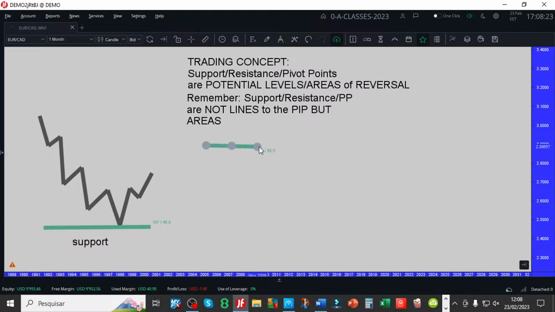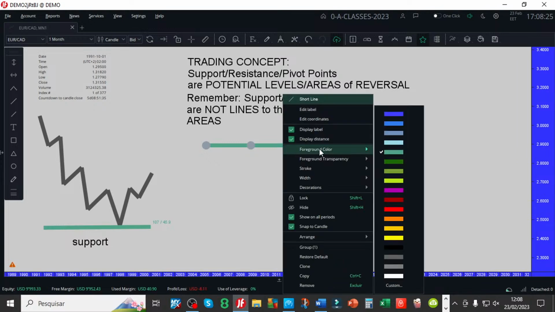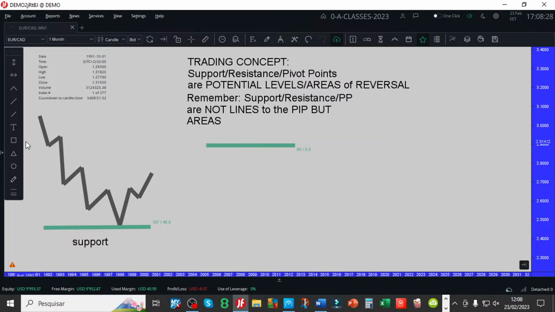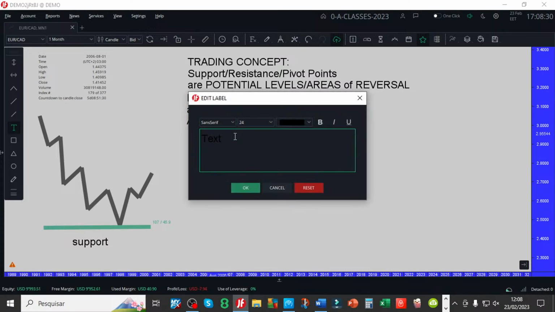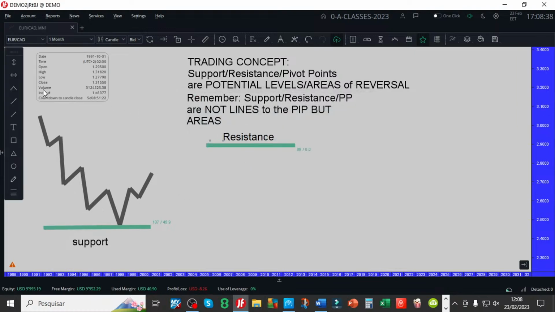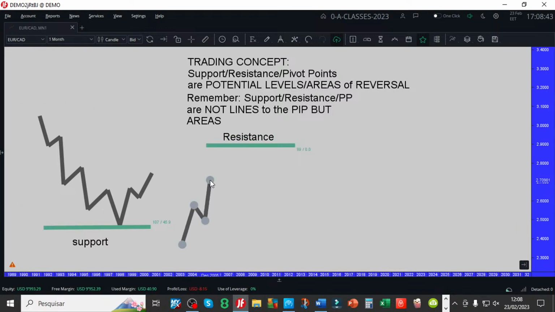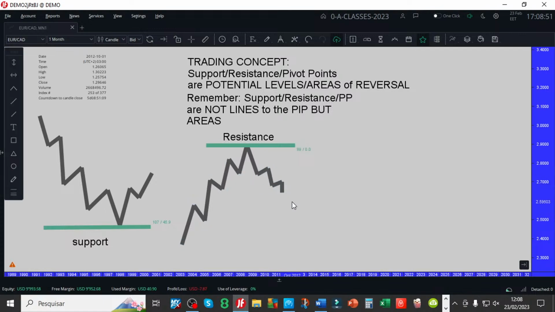Well, resistance goes exactly the same, but in the opposite direction. Resistance. So the market is going to go up, making higher highs, higher lows, higher highs, higher lows. It's going to hit the ceiling and it's going to react. Okay? Yes, I'm going to explain the difference between an area. Let's go step by step.